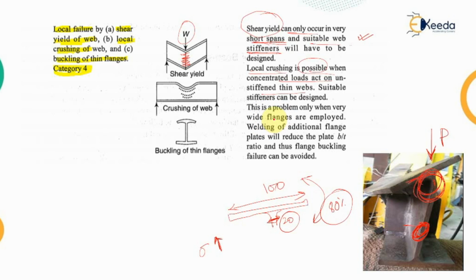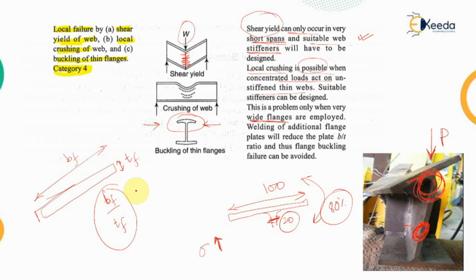Then if the flange section that we are providing is very thin, there are chances that buckling of the thin flanges may occur because of the high compressive stresses. If there are compressive stresses along these axes, it may be possible that the flanges buckle. We either provide short flanges, and this problem is predominant with wide flanges. A wide flange will have a certain width and a certain thickness. If this BF by TF ratio, that is the width to thickness ratio, increases, then there are chances of buckling. But if we increase the thickness or decrease the width, the chances of buckling will decrease. That's why this is predominant whenever wide flanges are employed.